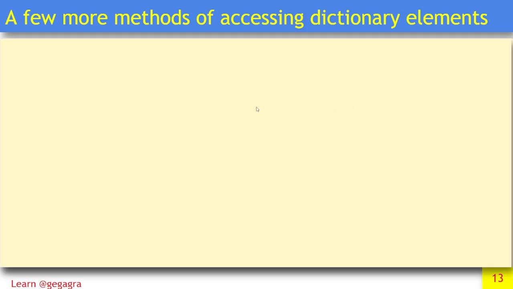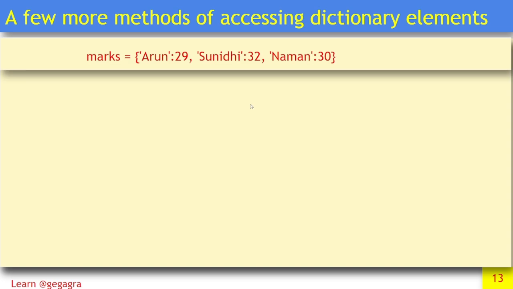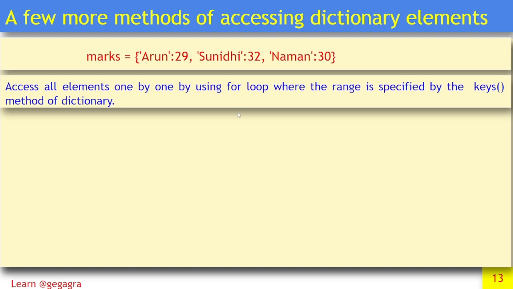See here, this is the dictionary I'm going to show. Marks is the dictionary where there are three pairs. The keys are Arun, Sunidhi and Naman, and the values are 29, 32 and 30. The first method: access all elements one by one by using a for loop where the range is specified by the keys method of the dictionary.